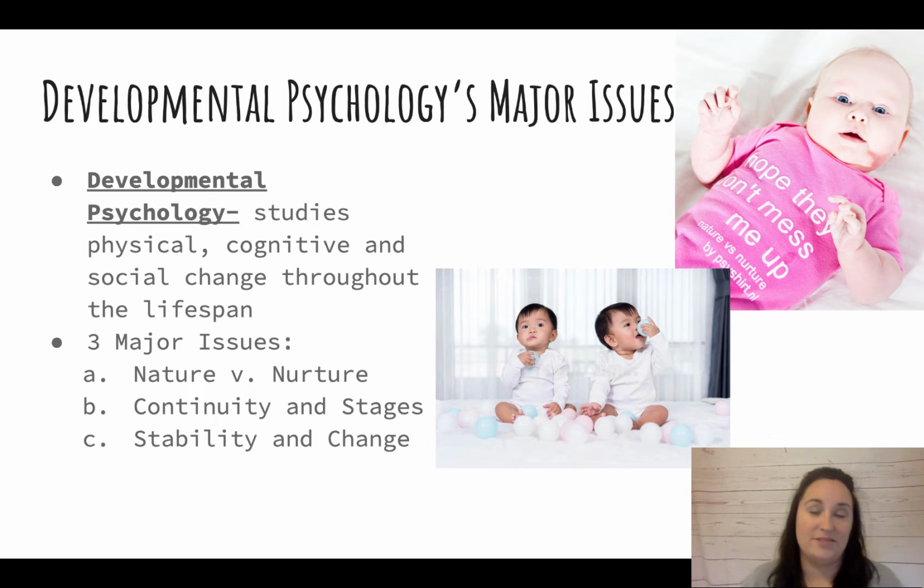So this unit, developmental psychology, we will be talking about physical, cognitive, and social changes that occur from conception until late adulthood and death. So there are three major issues that are looked at and researched in developmental psych. And the first one is familiar to you. That's the nature versus nurture debate. And then continuity and stages. And the third one is stability and change. And I'm going to go over each one.